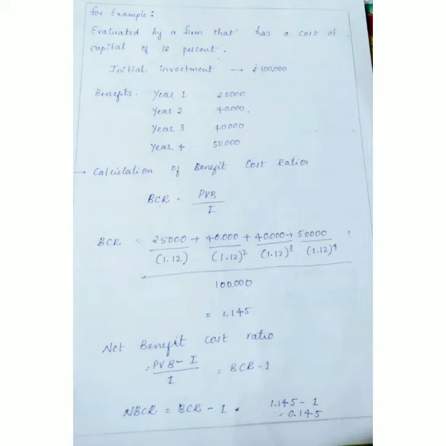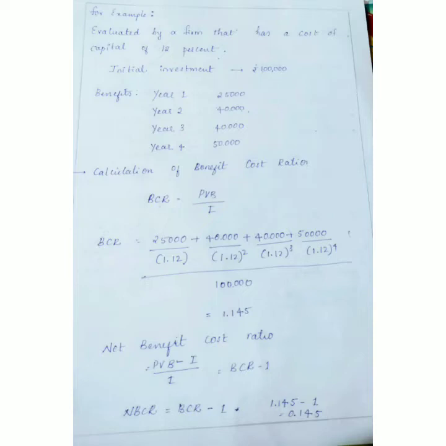The next step is we need to write the values accordingly. The upper part indicates the present value of benefit, discounted at 1.12, which is derived from the cost of capital, and the whole is divided by the initial investment, which is 1 lakh. So we get the value for benefit cost ratio as 1.145.